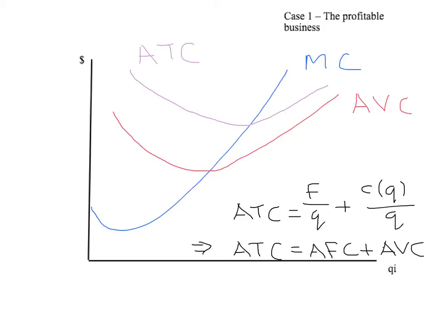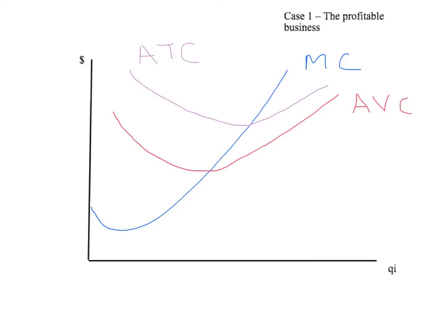So this gap between the average variable cost curve and the average total cost curve, this gap in here, is simply average fixed cost, or F on Q. And as Q gets bigger, F divided by Q has got to get smaller because F is, by definition, fixed. It doesn't change with quantity. So the gap between the two curves is big out here and gets smaller and smaller as Q increases. Okay, so we've got our cost side covered.